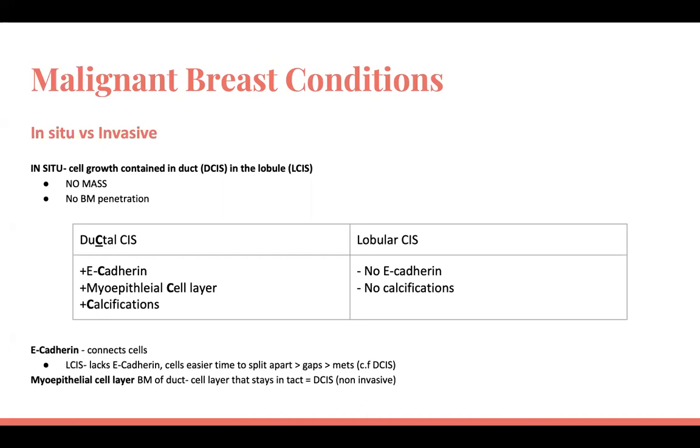I guess the way to remember ductal versus lobular is the 3 C's. Ductal has E-cadherin, has a myoepithelial cell layer, and has calcifications, in contrast to lobular CIS. That's important clinically because E-cadherin connects cells. That is why lobular carcinoma is more likely to metastasize compared to the ductal.